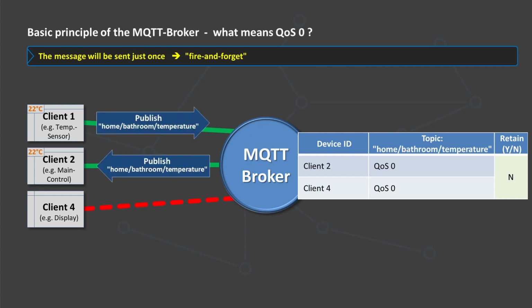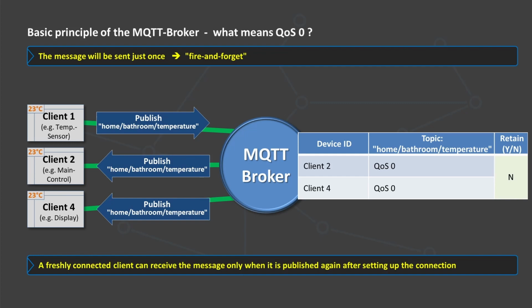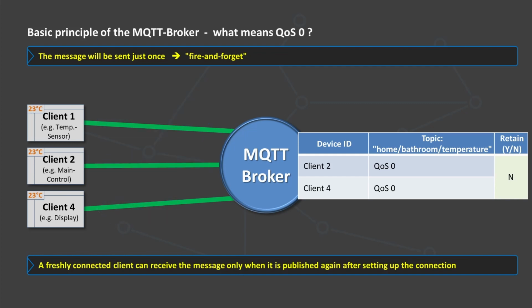Client 1 publishes its sensor value to the broker, which forwards the message to all active, meaning connected, clients. In this example, only client 2. Client 4 is currently disconnected and will not receive that message. Even after successfully reconnecting, it will still not receive that message and nobody notices that. The freshly reconnected client will receive a message only with the next publish that comes in.